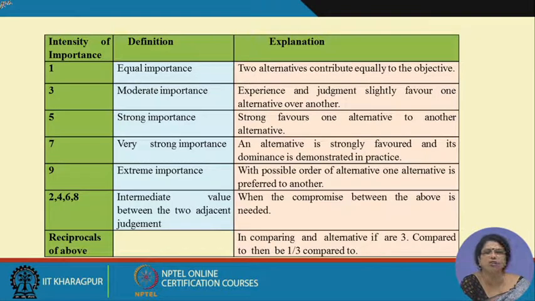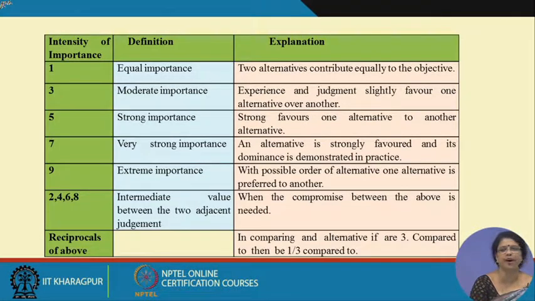If you are not very willing to say that one is strongly more important than the other, then you won't give 5. If you are not even willing to say that one option is moderately more important than the other, then better not to give 3. You are given another option, that is 4. You can give the value 4 for that. That way the intermediate values are given.